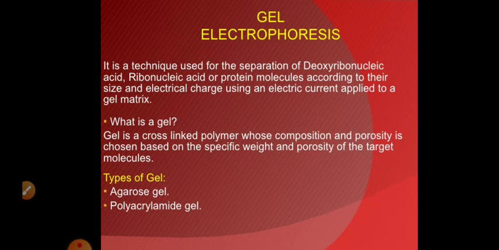Now what is a gel? Gel is a cross-linked polymer whose composition and porosity is chosen on the basis of the size of the target molecules. So gel is nothing but a cross-linked polymer. A gel matrix contains pores through which the sample molecules travel. The size of the pores can be controlled by adjusting the composition of the gel.